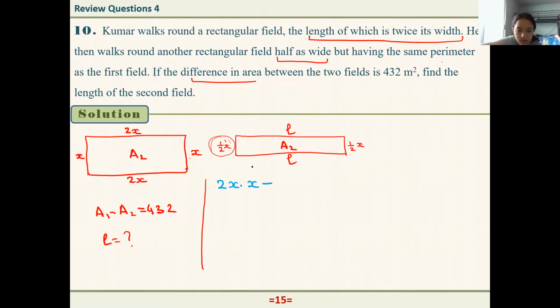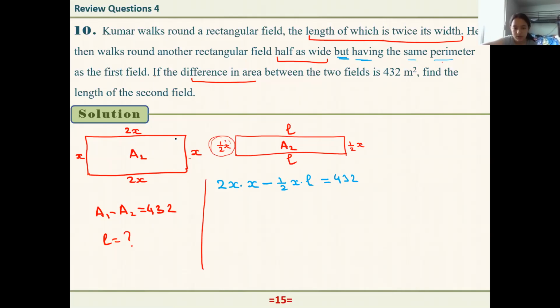And how about the area of the second rectangle? 1/2 x times L. And on the right-hand side, that's equal to 432. So we need to find the length of the second field. Okay, how can we find this? Something is missing here, right, Shahina? There is a part we didn't read: but having the same perimeter as the first field.